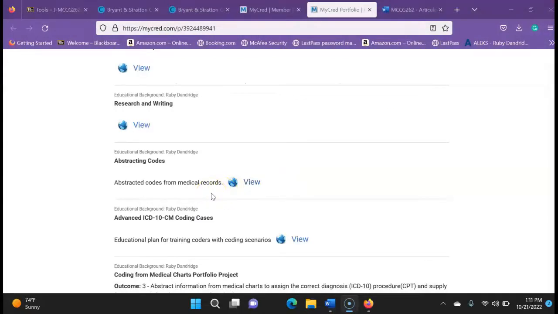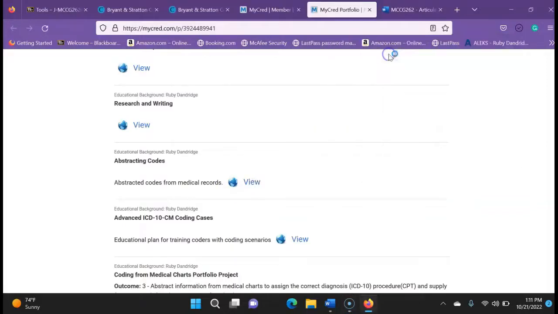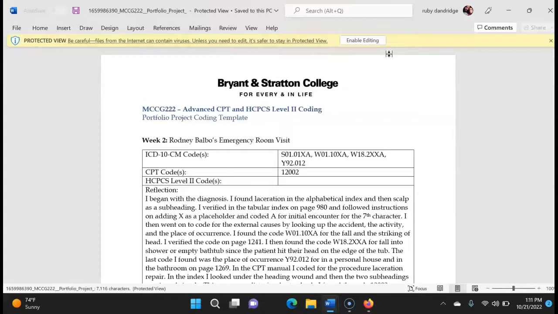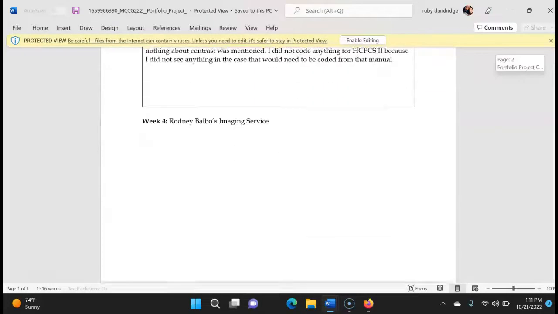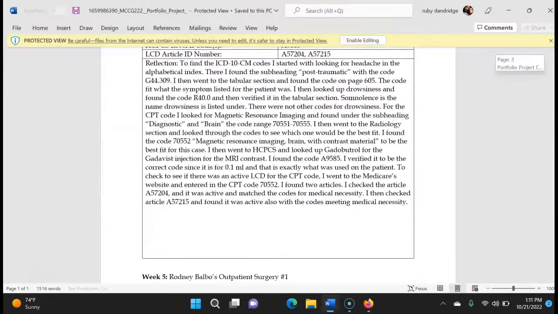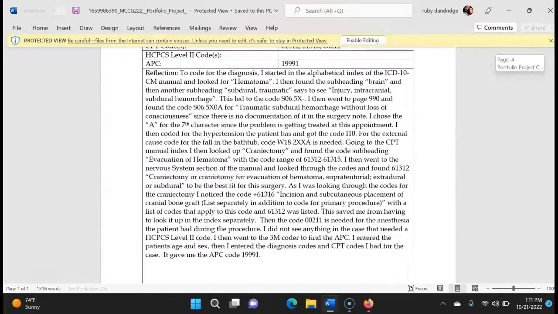I met the outcome of abstracting codes by abstracting codes from medical records. In my advanced CPT and HCPCS Level 2 coding, we did a project where we coded through different office scenarios. This helped meet the outcome of abstracting codes.